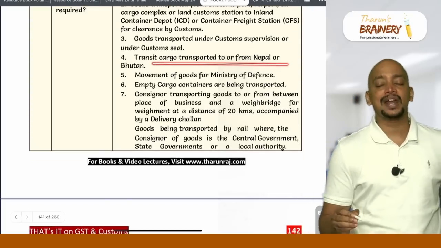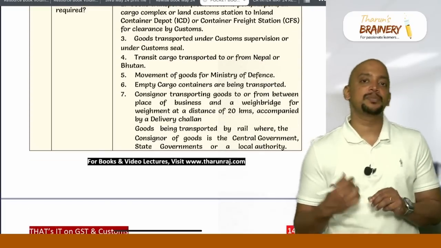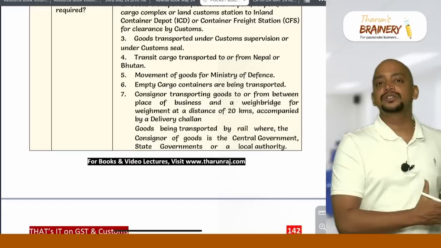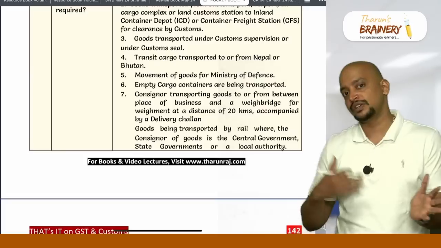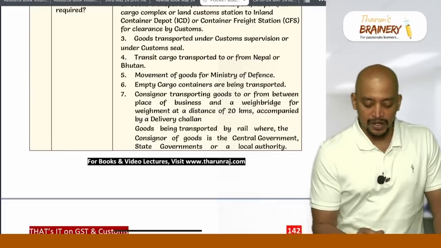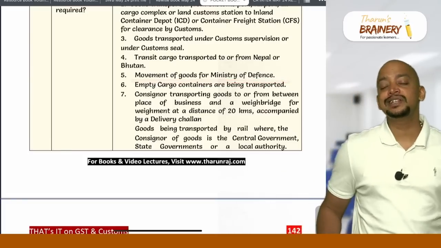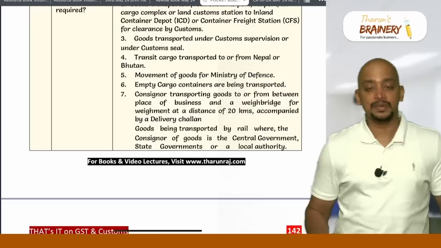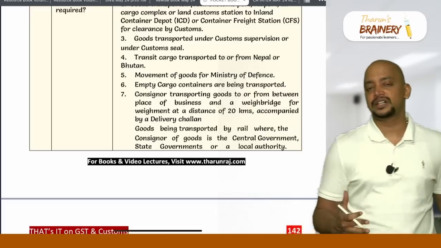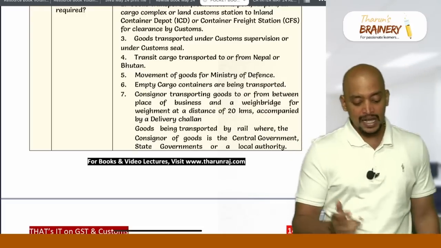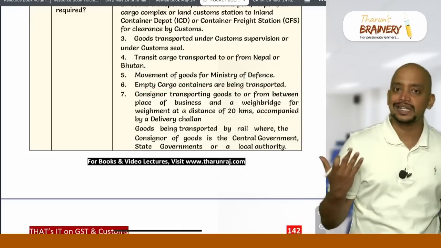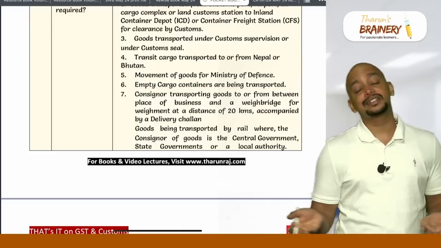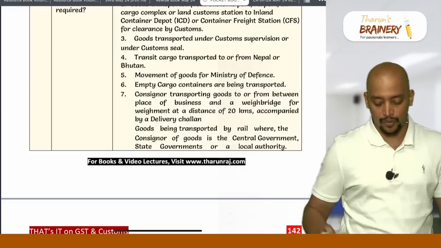And the fourth point, transit cargo to Nepal and Bhutan. Nepal and Bhutan are landlocked countries. Goods are originally unloaded in India and thereafter go from India to Nepal and Bhutan, so that does not require an e-way bill. And movement of goods for the Ministry of Defence, in whichever mode it is transported, an e-way bill is not required. And empty cargo containers being transported, because there are no goods inside, but the container itself can be taken as goods, do not require an e-way bill.